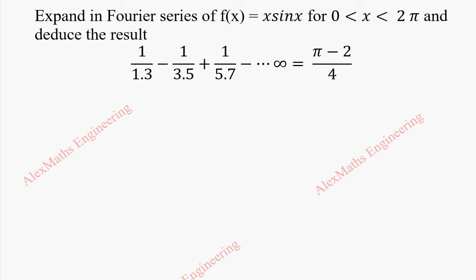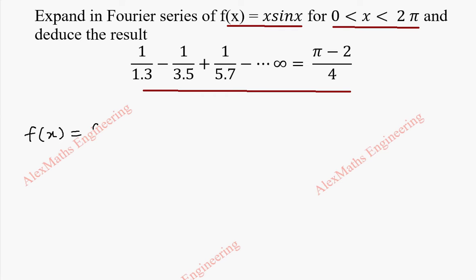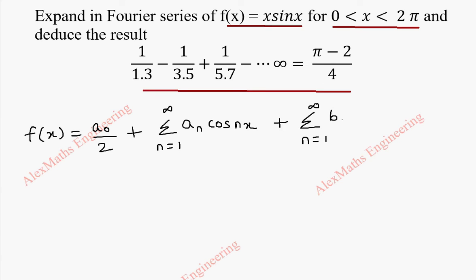In this video, we are going to expand in Fourier series the given function f of x, which is x sin x, for 0 less than x less than 2 pi, and we are going to deduce this given result. Now, we are going to write the Fourier series expansion formula. f of x is a0 by 2 plus sigma n equal to 1 to infinity an cos nx plus sigma n equal to 1 to infinity bn sin nx.